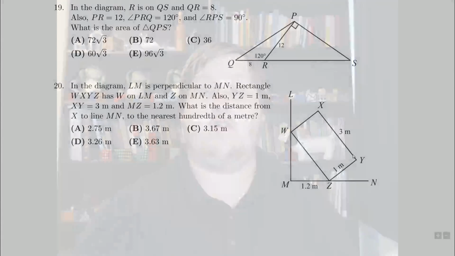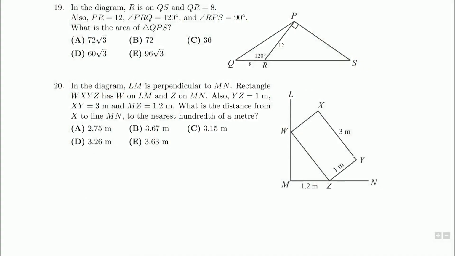We're looking now at question number 20 on our 2008 Fermat paper. In the diagram, LM is perpendicular to MN. It's almost like this is X and Y axes, almost. It might not be relevant, but let's see. So LM is perpendicular to MN, fine.